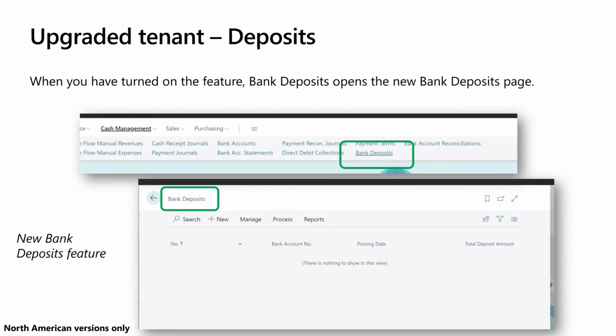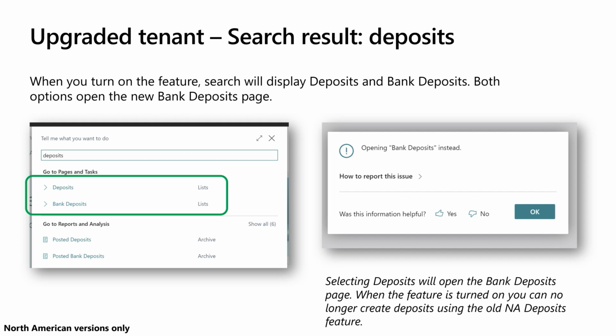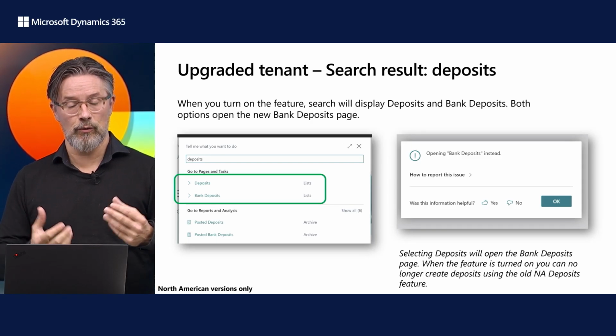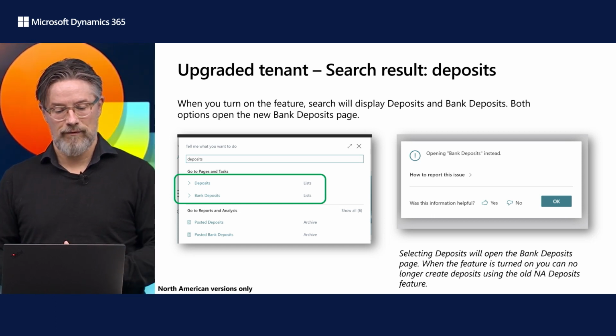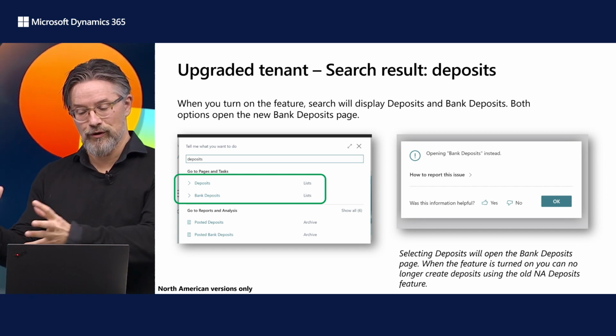So you have turned on the feature, and now you want to look at bank deposits. Because you have turned on the new feature, we will open the new feature like bank deposits, because you have a new feature. You don't want to go to the old one. However, when you search, you will still see deposits. The pages are still there. But when you try to open deposits, the old one, we will instead tell you that we're opening the new one. With the feature turned on, you will not be able to create new records using the old feature. That should be obvious, but we make sure that you go to the new one instead.